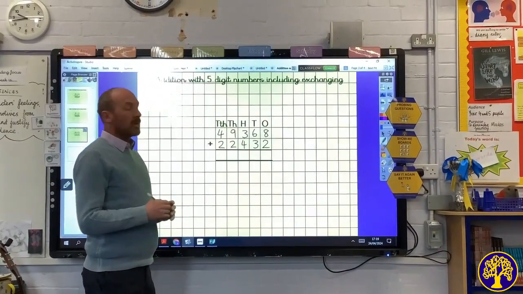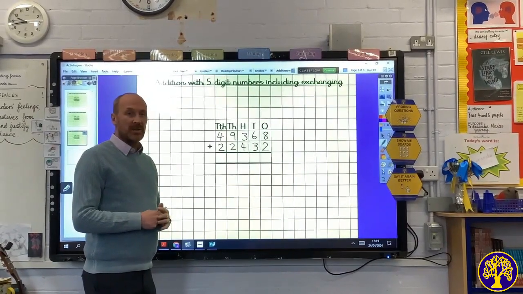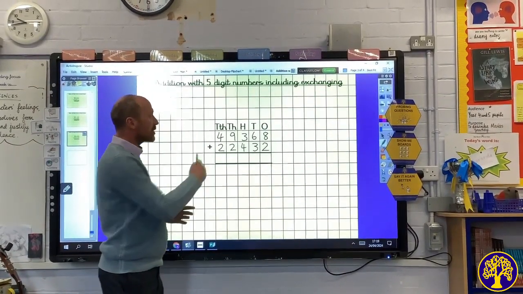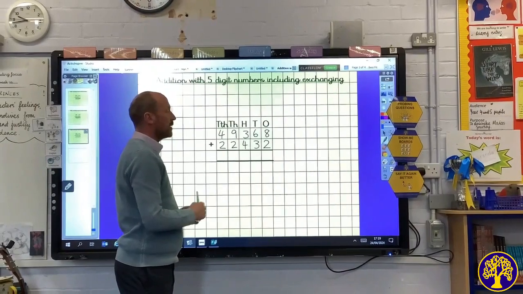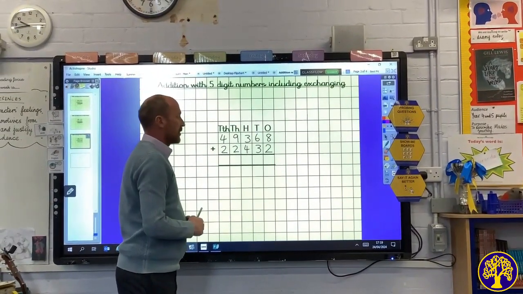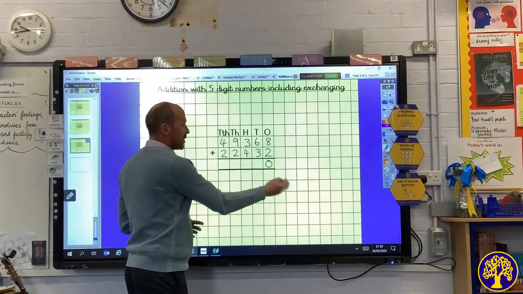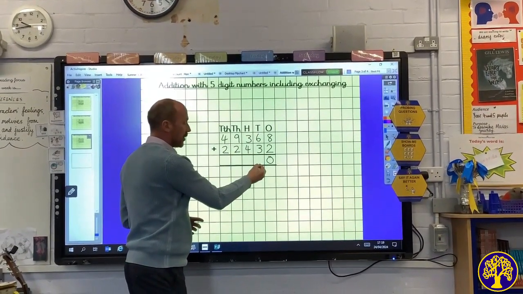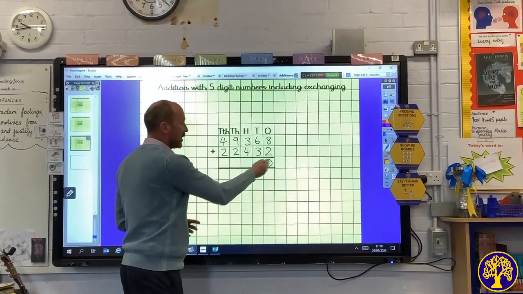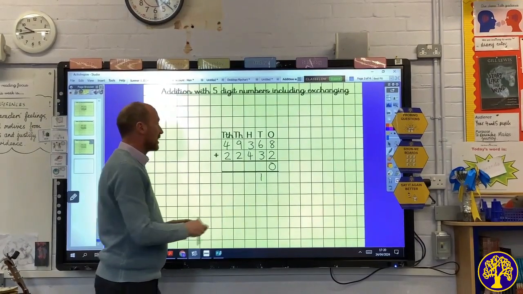Okay, we're going to have a look at one more example of addition with 5-digit numbers including exchanging. So I'm going to start in my ones column again. I can add 8 add 2 is 10. So in 10 I have 0 ones and 1 ten. So I'm going to exchange my 1 ten across to my tens column, placing it underneath the equals box so I don't forget to add it later.